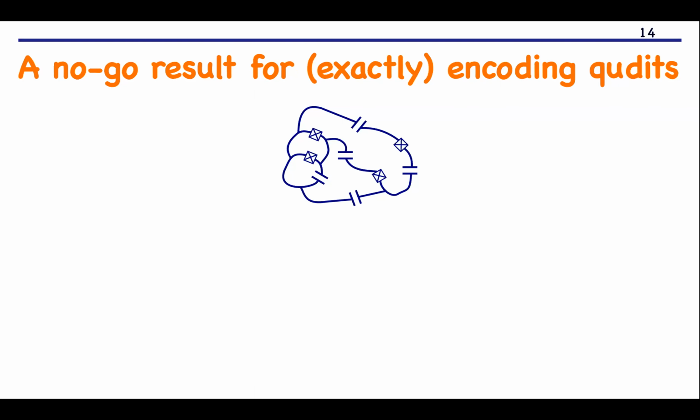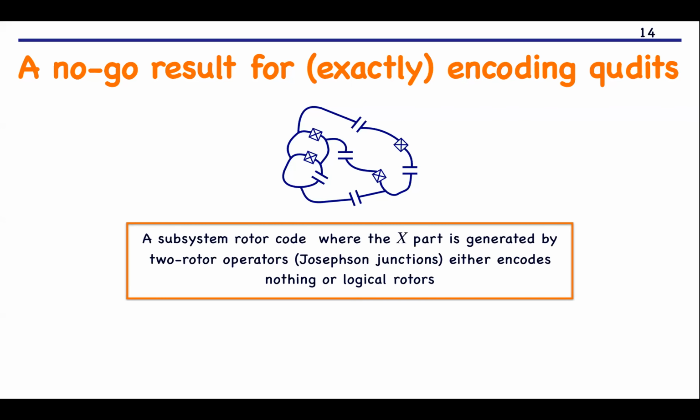You can imagine that the Hamiltonian that comes from this circuit will not be a sum of commuting terms, obviously. So we have to resort to the definition of subsystem codes. The claim is that if we consider subsystem rotor codes starting from this primitive, all we need is that the Josephson junctions, so the cosine terms, are weight 2.